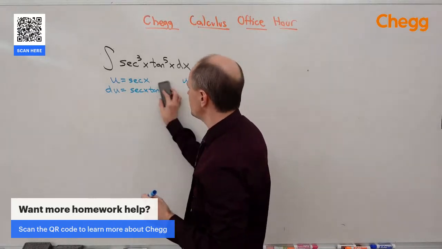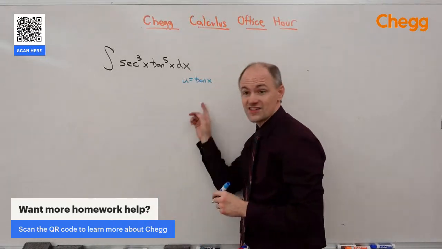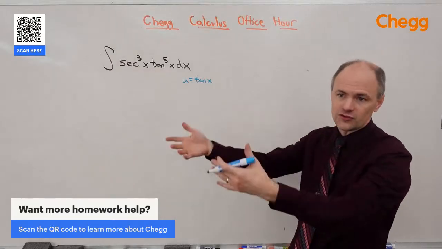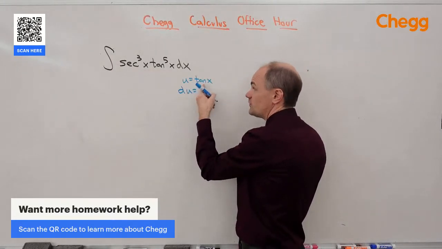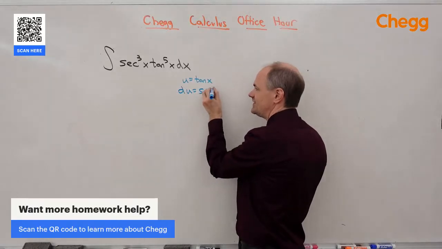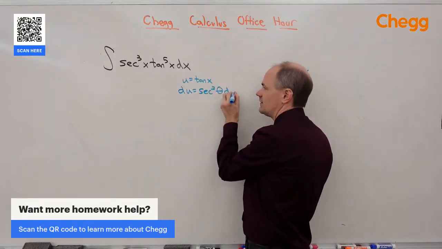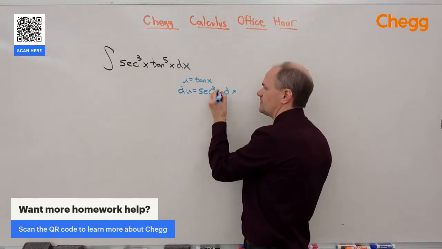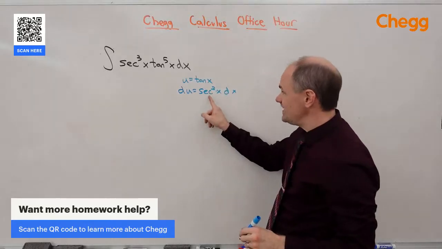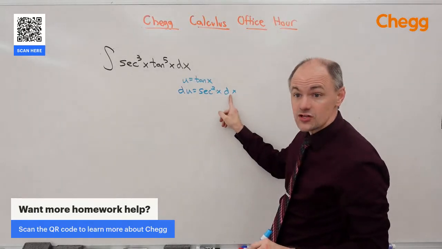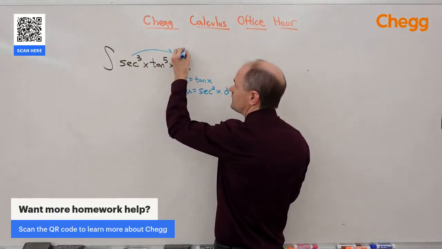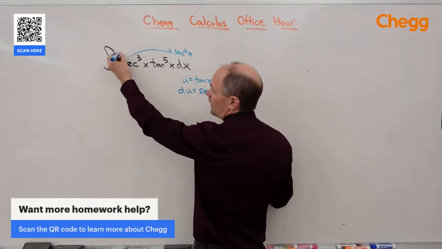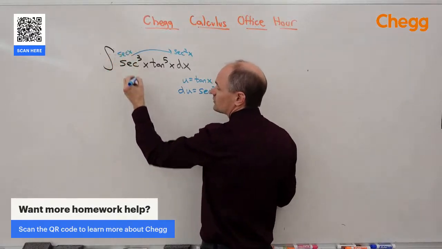Actually, just for the sake of explaining it, I'm going to show why this one doesn't work first, and then we'll do the one that does work. I had them backwards in my head. So if u is tangent, du is secant squared of x dx, x, not theta this time. So that means I need to pull off a secant squared to go with the dx. When I do, I'm left with a secant x to the first power.